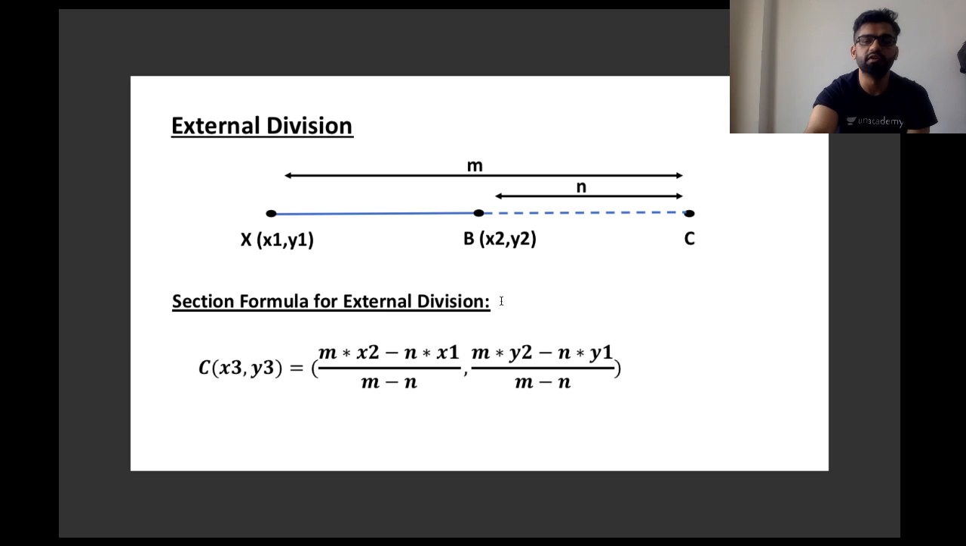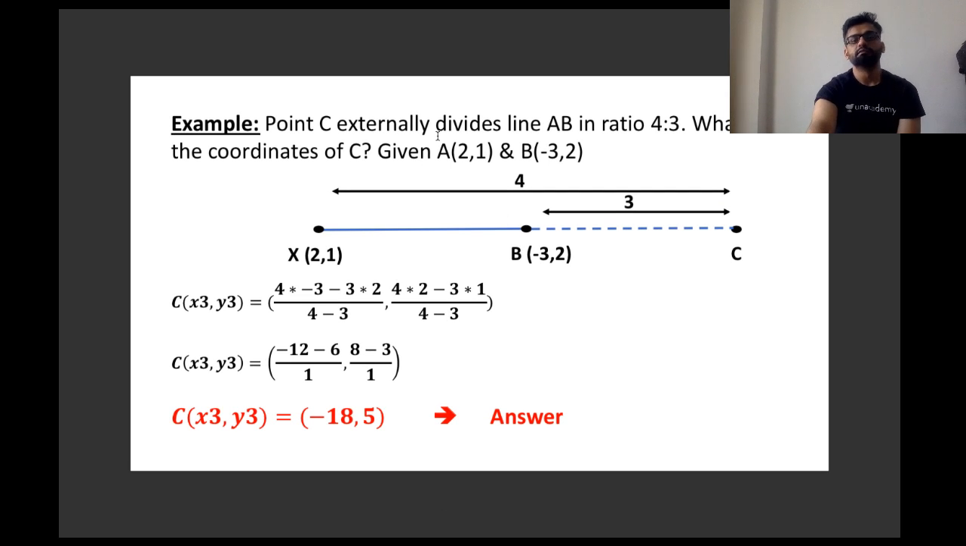Section formula for external division: nothing changes but the sign in between. Instead of plus, we have a negative now. So (M into X2 minus N into X1 upon M minus N, comma, M into Y2 minus N into Y1 upon M minus N). Let's do an example.